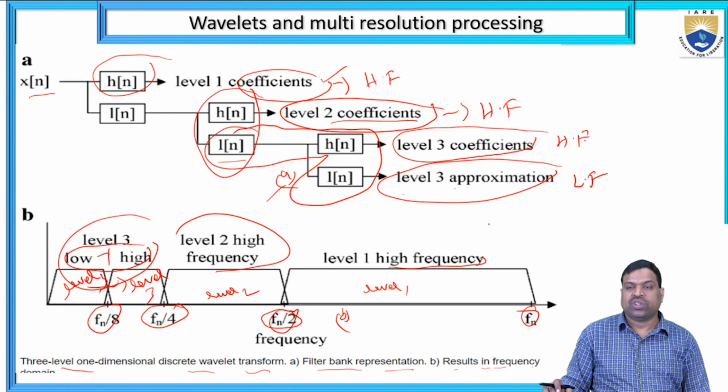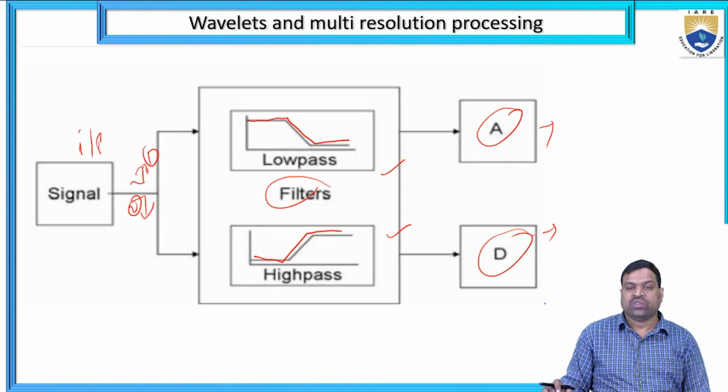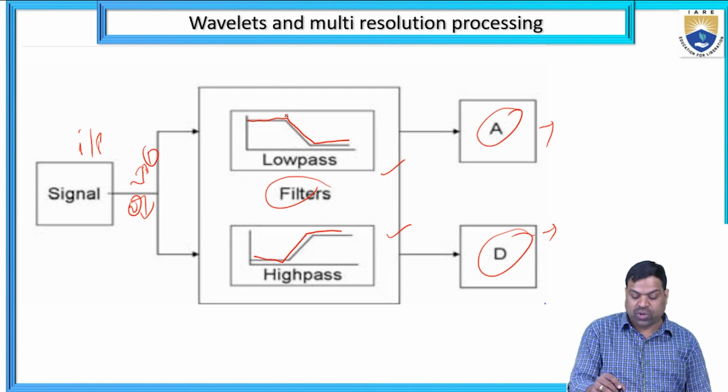When I am going for the levels of an image, level 1, level 2, level 3 are frequency levels. Level 1 is a high frequency, level 2 is also high frequency, level 3 is a low frequency. So the signal or image is converted into two types, low pass filter and high pass filter: low to high, high to low.